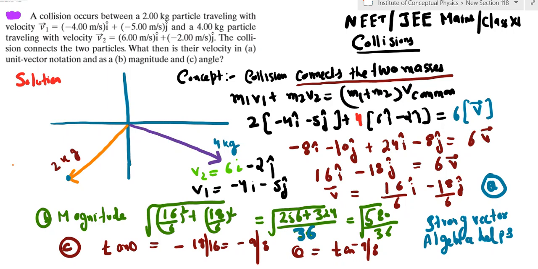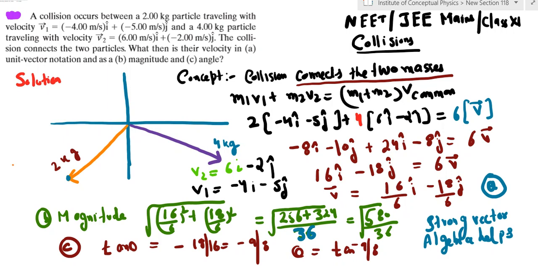Very important topic for JEE Mains and NEET, and if you are new to class 11th. In this you have two bodies traveling with the velocities v1 and v2, and they have different masses. They collide and they connect, which means they combine into a single mass system. So if you see, there is no external force and therefore the momentum should remain conserved.